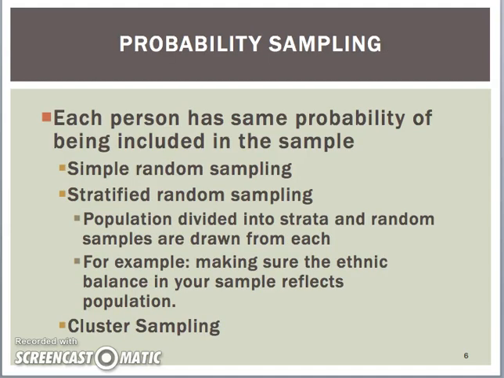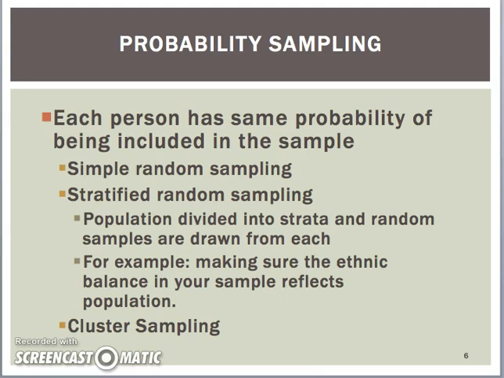All right, so probability sampling, each person has the same probability of being included in the sample. And we can use simple random sampling. Certainly you could do random sampling if your population is very, very small or very localized. More often than not, we use other kinds of probability sampling like stratified random sampling and cluster sampling.